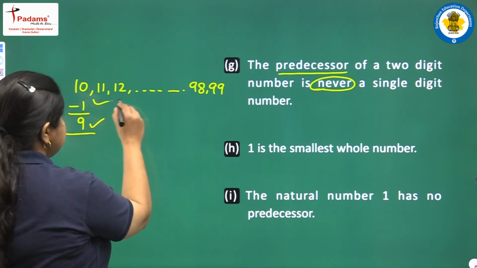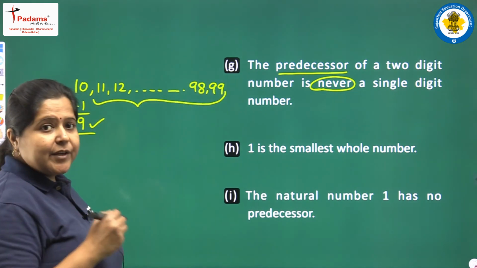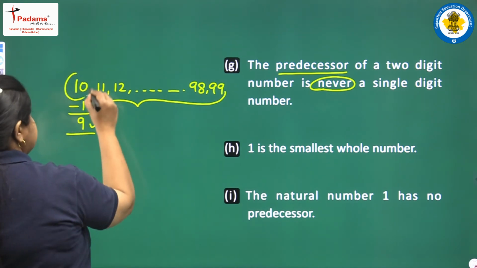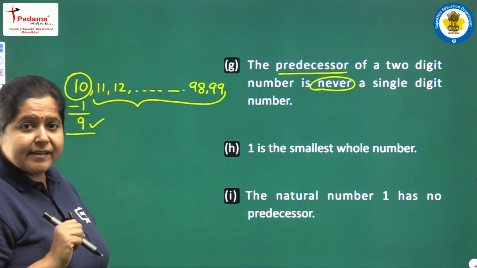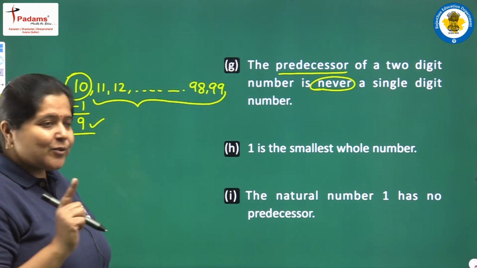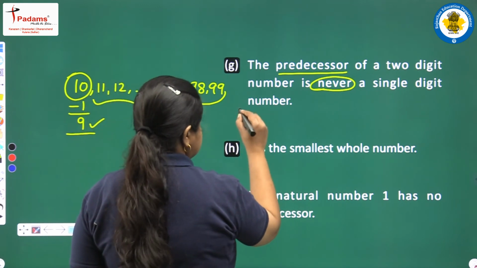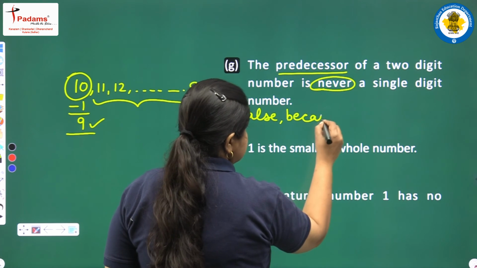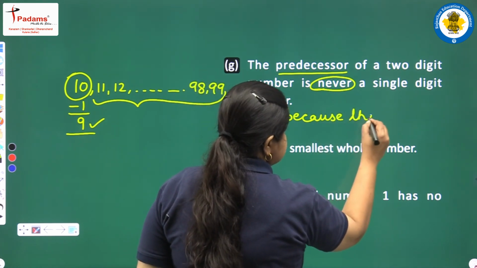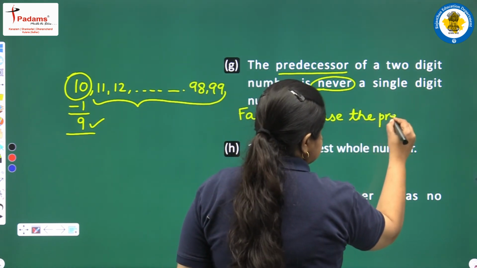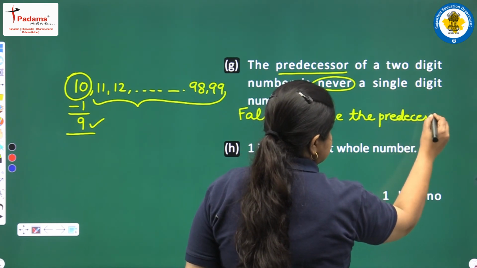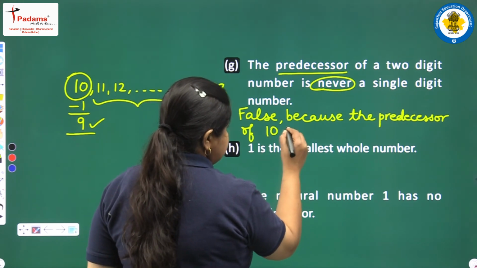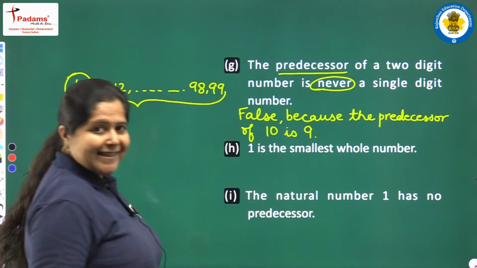Surely all these remaining numbers will have their predecessors in 2 digits, but this particular number 10, it is having a predecessor in single digit only. So, this statement is false because the predecessor of 10 is 9, a single digit number.